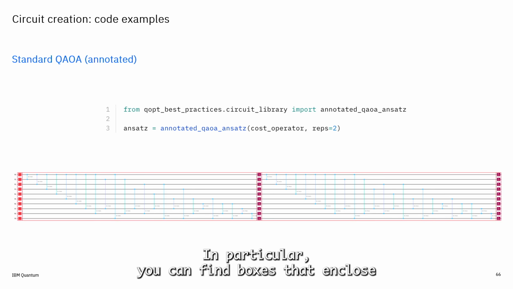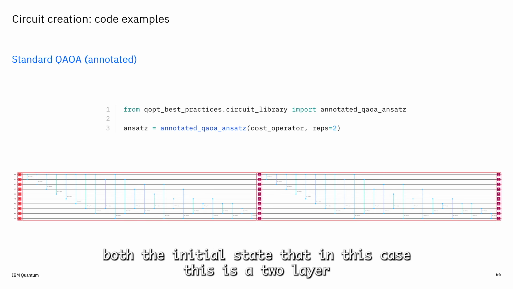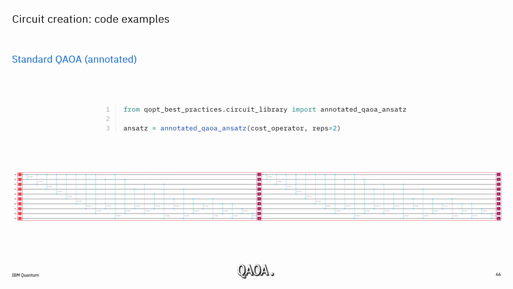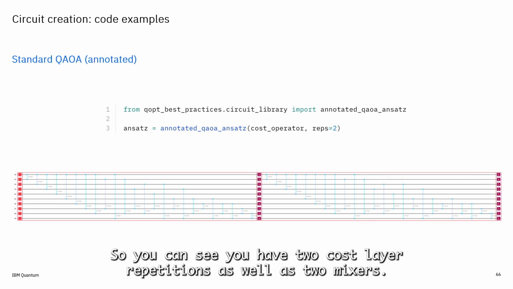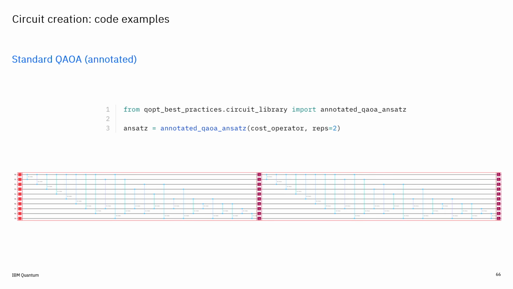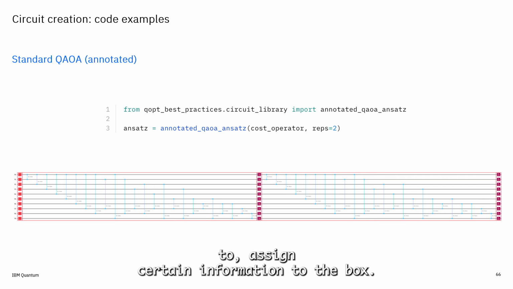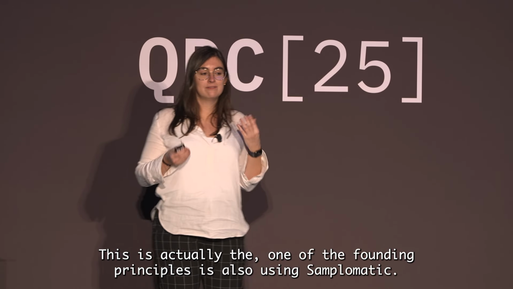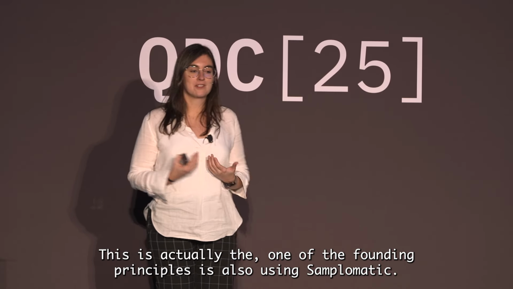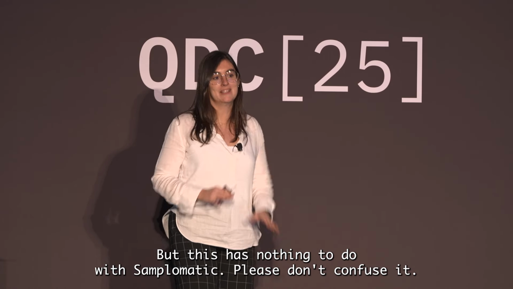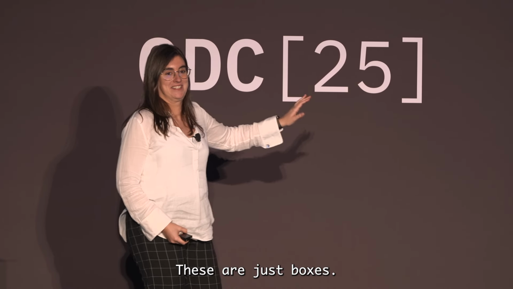In particular, you can find boxes that enclose both the initial state, in this case, this is a two-layer QAOA, so you can see you have two cost layer repetitions as well as two mixers. Having these boxes allows us to assign certain information to the box. This is actually one of the founding principles of Samplomatic, but this has nothing to do with Samplomatic. Please don't confuse it. These are just boxes.